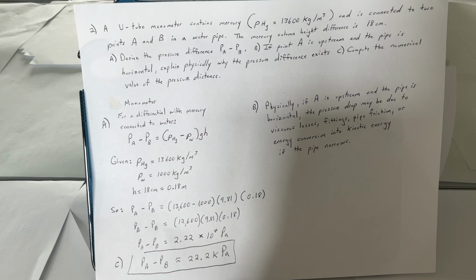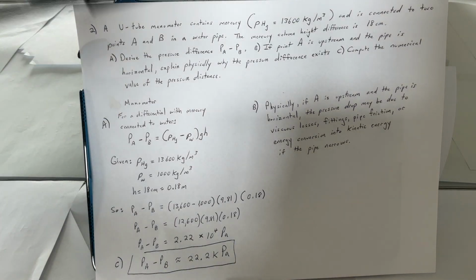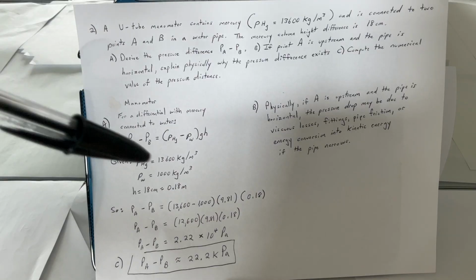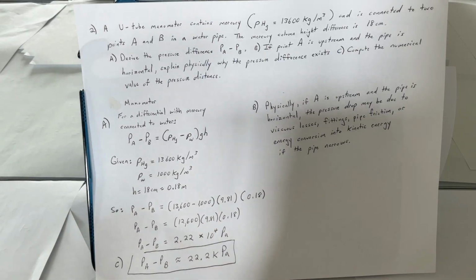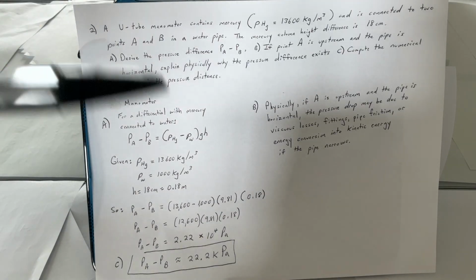we could say for letter B, physically, if A is upstream and the pipe is horizontal, the pressure drop may be due to viscous losses, fittings, pipe friction, or energy conversion into kinetic energy if the pipe narrows. So sorry about that, I jumped from A to C without acknowledging it. So that takes care of A, B, and C.